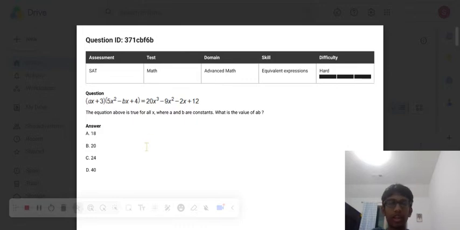Hello, my name is Sanjeev Venkatesh, and today we're going to be looking at SAT Math Advanced Math problems, and we're going to be looking at equivalent equations, hard difficulty questions, and as always, we have a set of 5 problems. Let's go into our first one.